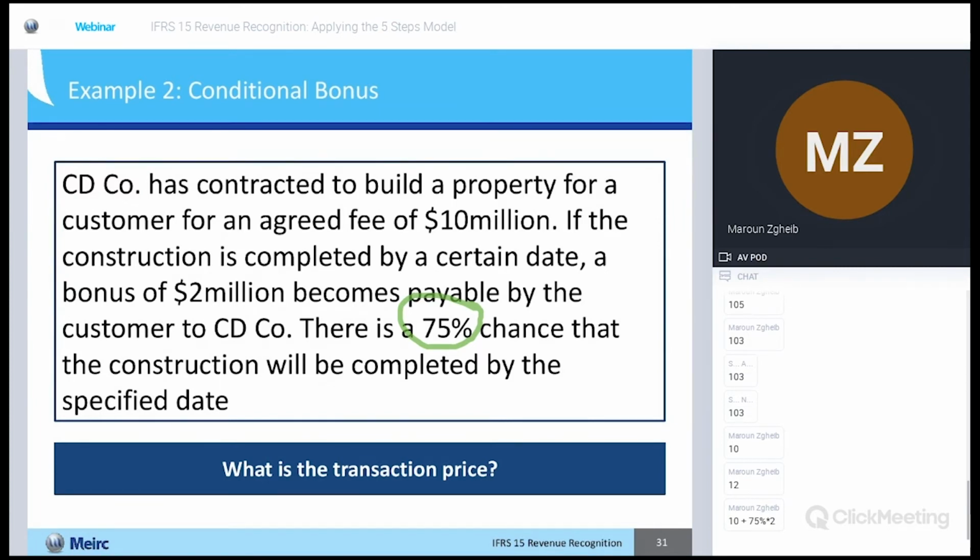So CD company agreed to build the property for 10 million plus 2 million bonus. But this 2 million bonus is conditional on completing the construction at a certain date. There is a 75% chance that the construction will be completed by the specified date. Steve is saying 10. Any other opinions? Is it 12? Can it be 12? Is it possible to be 12? Aruf is saying 12. It can be 10, it can be 12, or it can be 11.5. The 11.5 is equal to 10 plus 75% of the $2 million.